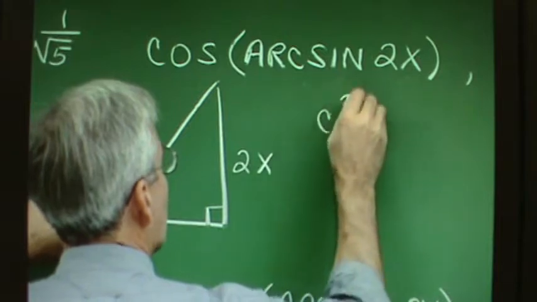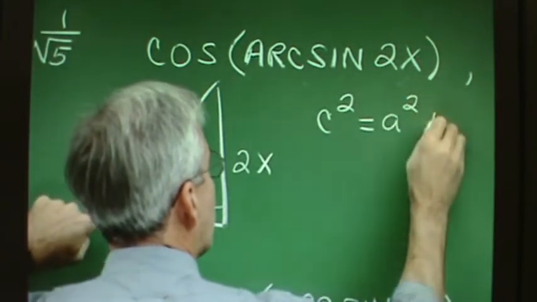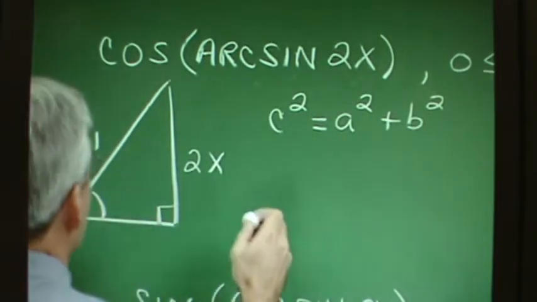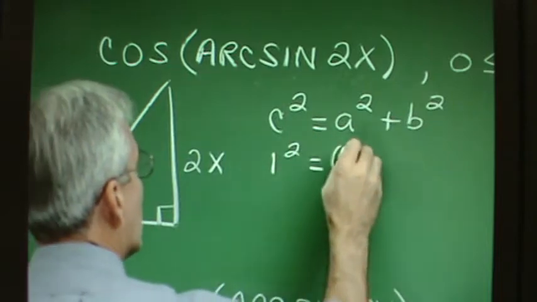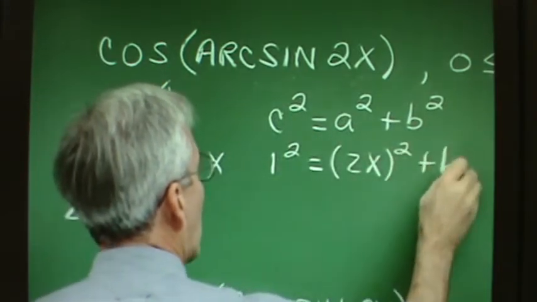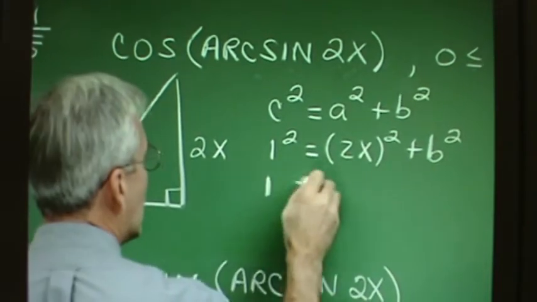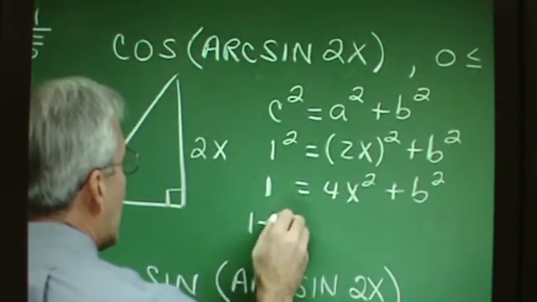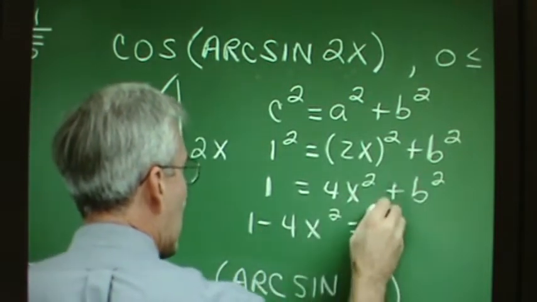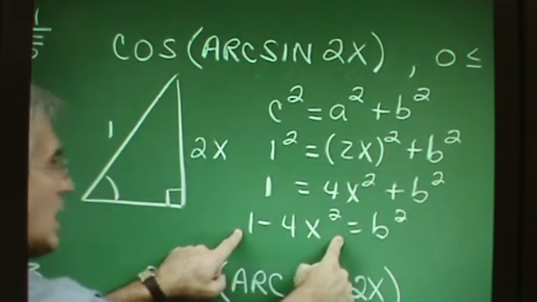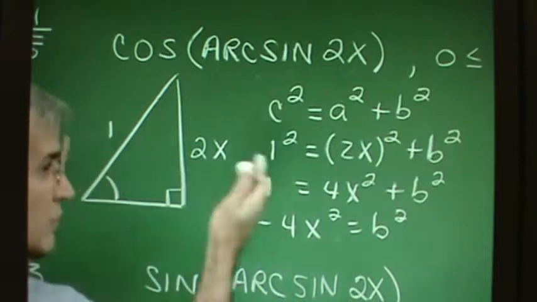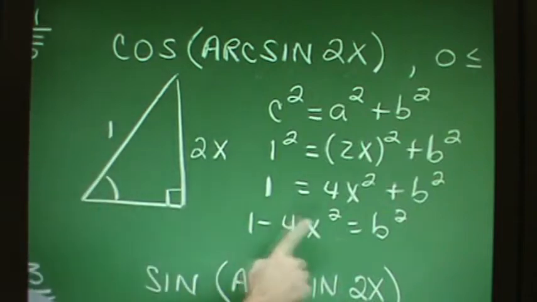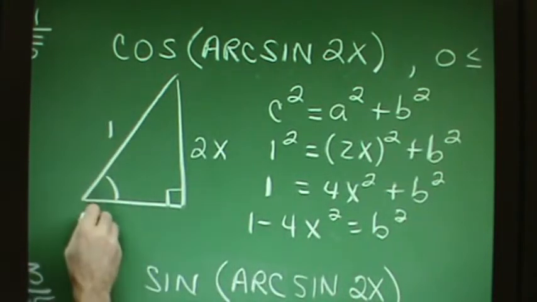So it's, as before, c squared is a squared plus b squared. And now we have a variable involved, but it's the same process. Conceptually, it's exactly the same kind of problem. 1 squared is (2x) squared plus b squared, and 1 squared is 1, so 1 equals 4x squared plus b squared. So 1 minus 4x squared equals b squared. b then is the square root of this, the positive square root, because we're in the first quadrant and we're assuming all values are positive here. So it's the square root of 1 minus 4x squared for this value of b.